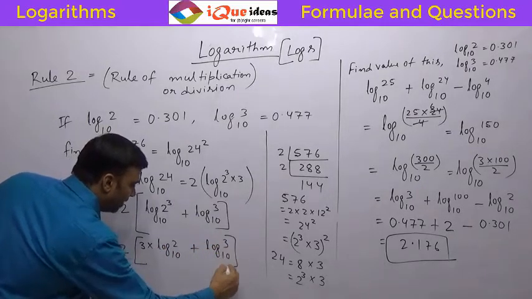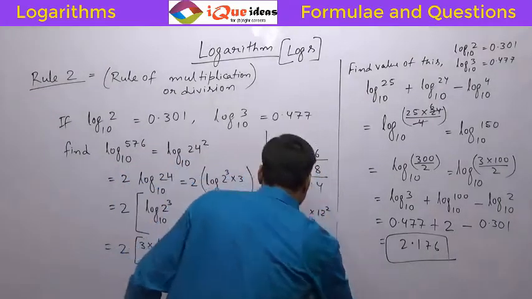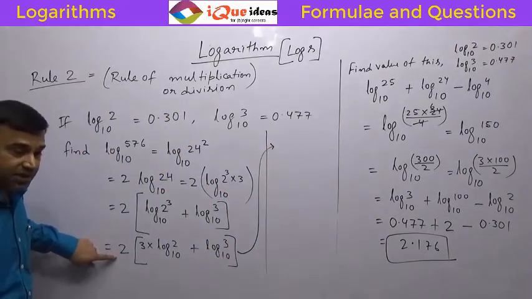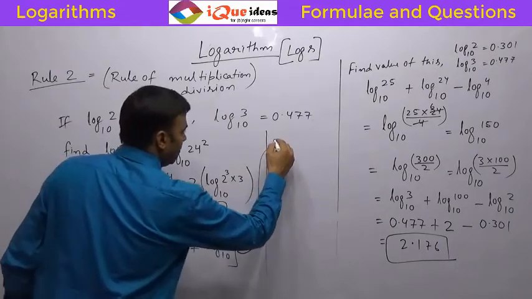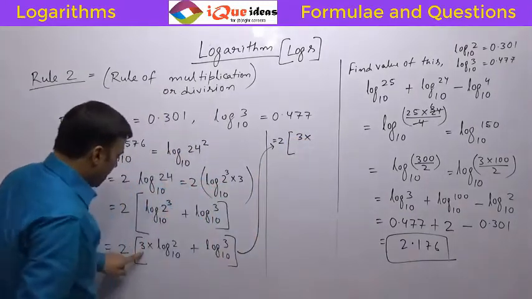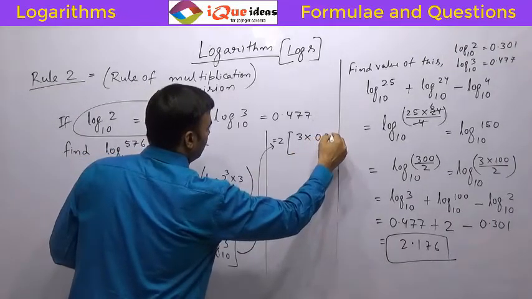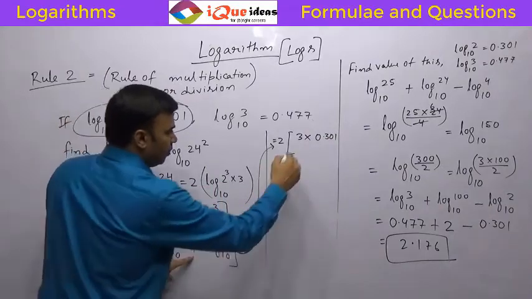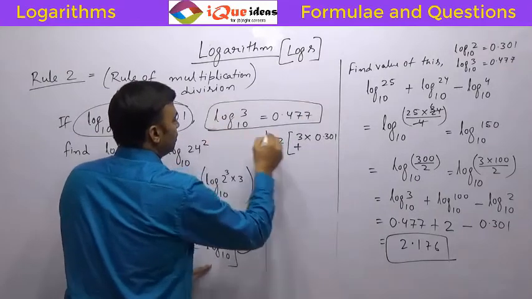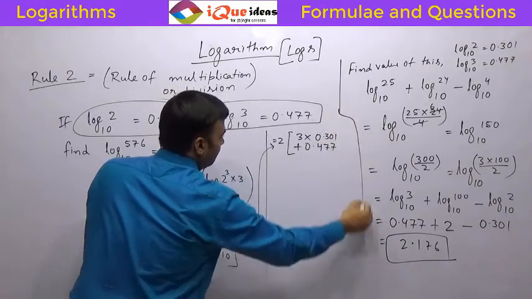So now whatever values are given, you can use them here. So I'll write it here. This expression comes here and this 2 is completely outside, as you can see. So it is 2 into this 3 that is already there into log 2 to the base 10, which is given here as 0.301, and then this plus sign, and then log 3 to the base 10. Now log 3 to the base 10 is here, so it is 0.477. So you have to add them carefully.